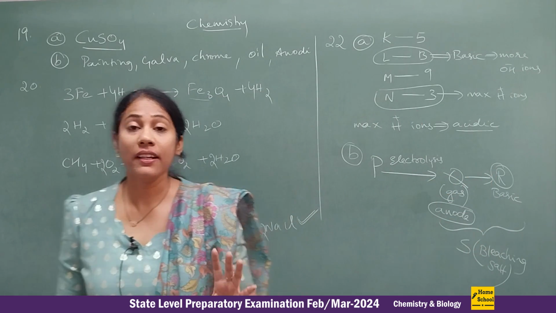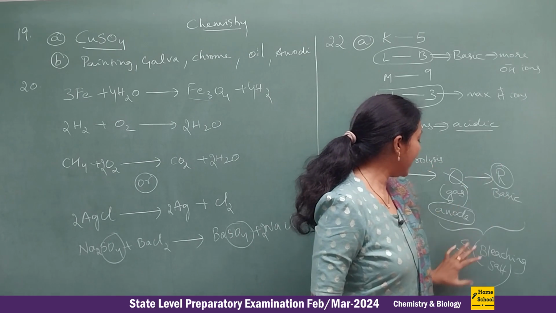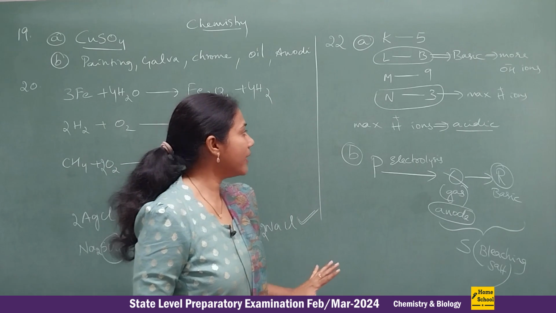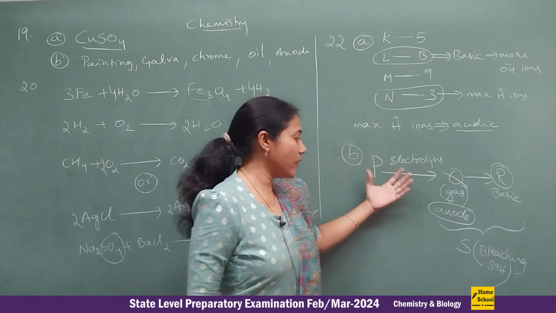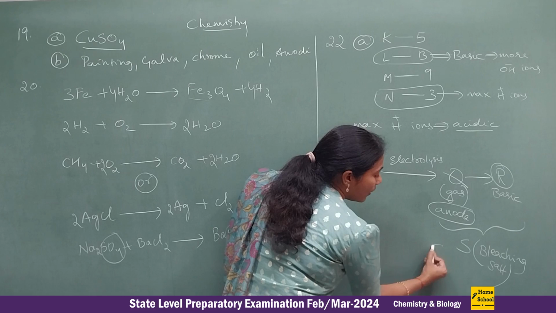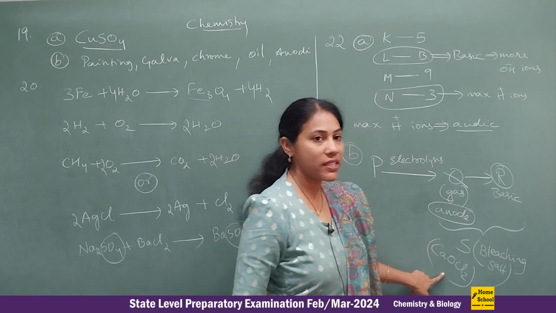Okay, so they are asking to write the chemical formula of P, Q, R and S. So now looking at this flow chart, if you clearly know the concept, it is very easy guys. See, bleaching salt, in the sense bleaching powder. What is that? CaOCl2. That means S is CaOCl2.